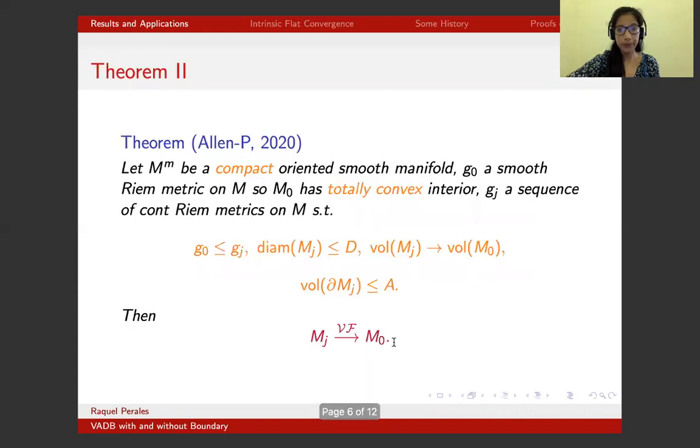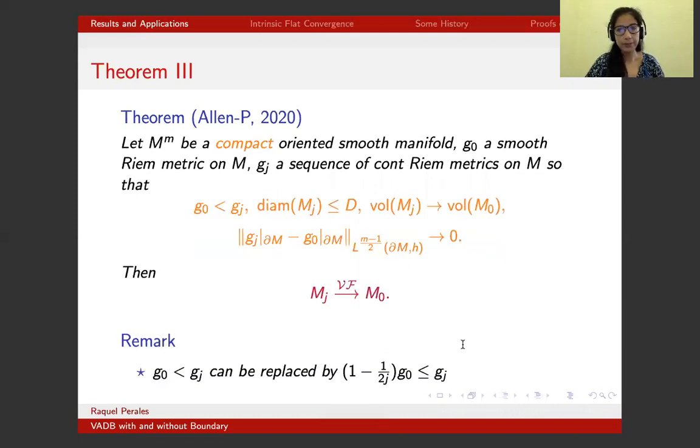So let's move on. This second theorem follows very easily from the proof of theorem 1 plus some other things. Here we have a fixed manifold M as before, and it is compact. That means we are allowing to have boundary. And we require the interior of M to be totally convex with respect to G0. Furthermore, since we have boundary, we will require a uniform bound of this type: the volume of the boundary of Mj should be less or equal than A, plus the other conditions that we already stated in theorem 1. Under these conditions, we will still have intrinsic flat convergence to M0.